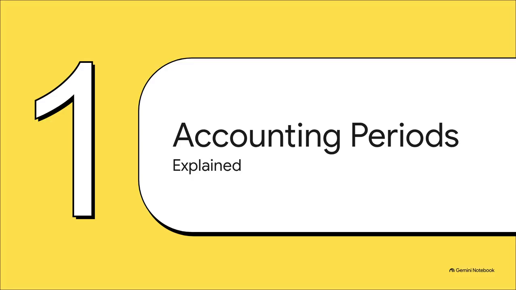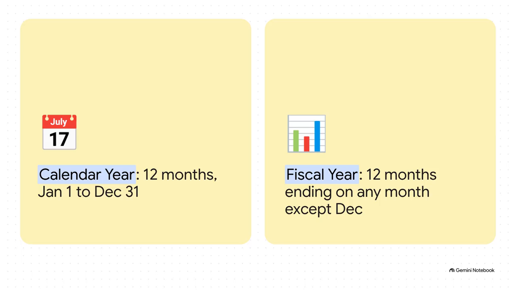All right, part 1, accounting periods explained. So contrast these two heavily in your mind. The difference is actually pretty simple, but it totally trips up students when they're under exam pressure. The calendar year is your absolute default standard, January 1st to December 31st. The fiscal year, on the other hand, is any 12-month period that ends on the last day of any month, as long as it's not December.